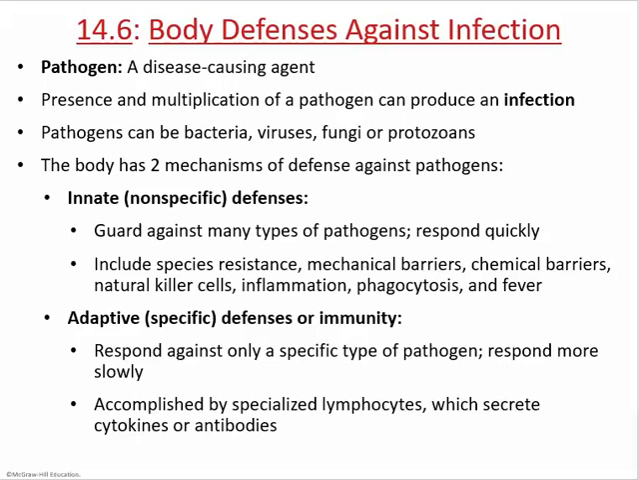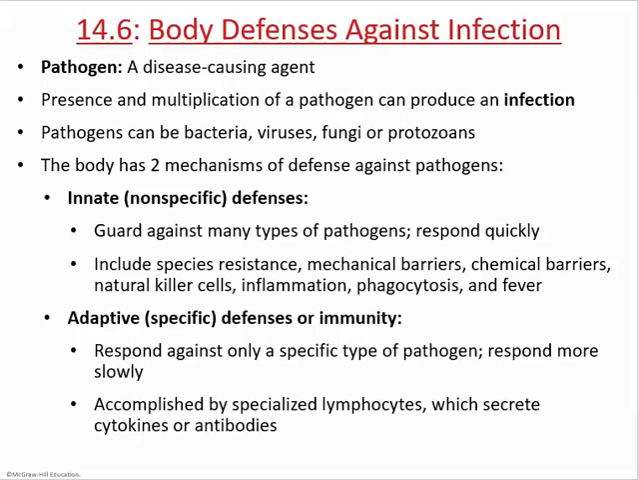Now, there's all kinds of different types of pathogens. Bacteria, viruses, fungi, which includes yeasts and molds, protozoans, which are eukaryotic single-cell organisms like Giardia, amoebas, things like that. Parasites, prions are all pathogens. And we need to have a defense against these things.